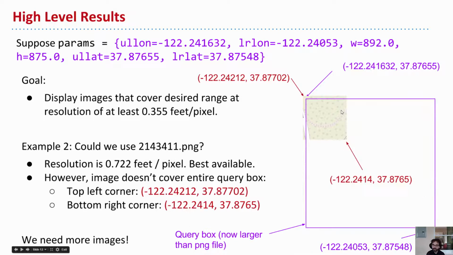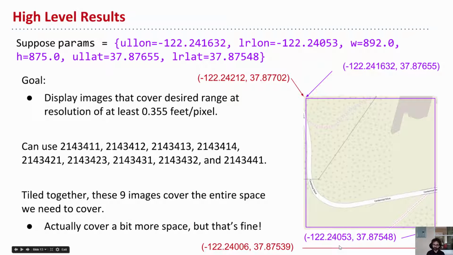So if we take 9 images and we tile them together in a process we'll call rastering, what you'll end up with is the entire picture the user wants. And here you can kind of see the little bit of seam between the edges, right? And that's just an artifact of the way that I produced these slides. So it turns out that 2143411, 2143412, and so forth, these 9 images constitute the best available images that will satisfy the user's request for this box that they've requested.